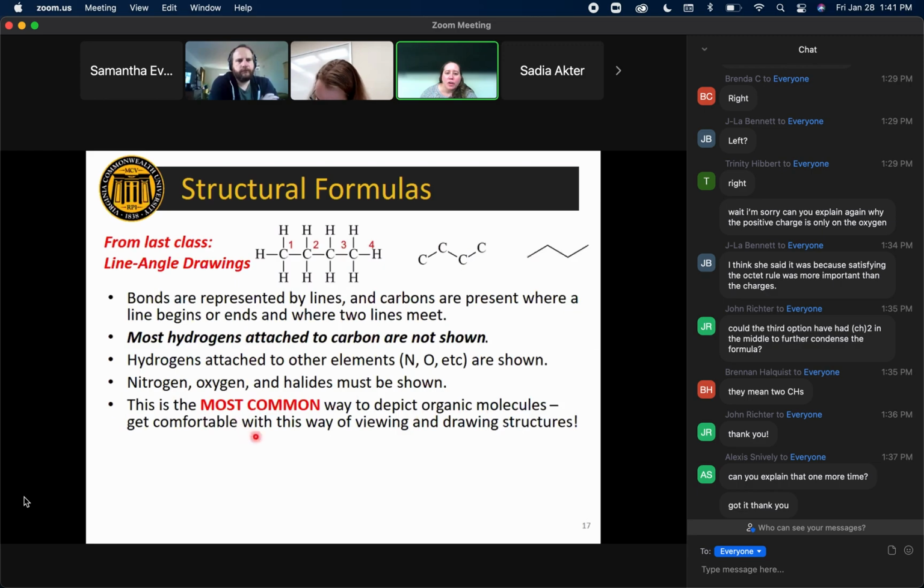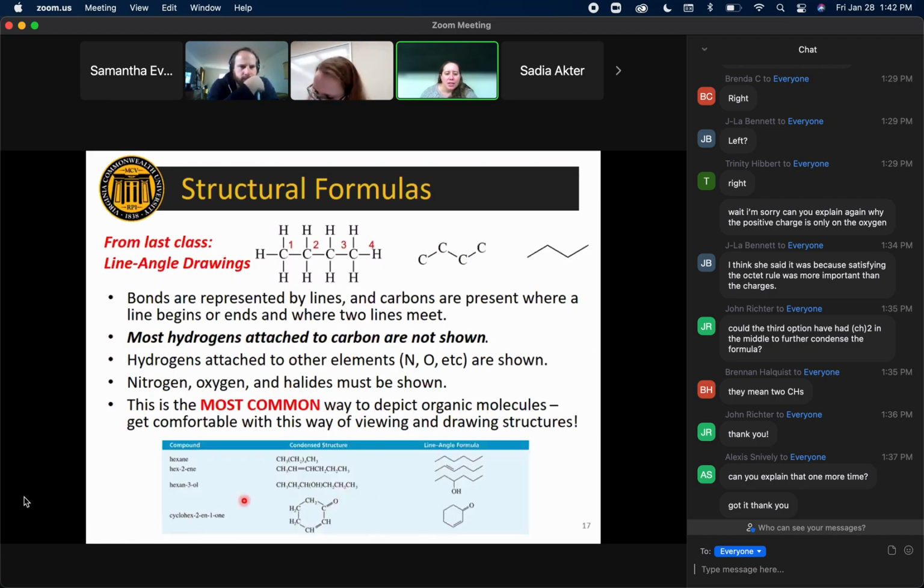Okay, this line angle drawing thing, this is the most common way to depict organic molecules. And this is something that you guys for sure need to get comfortable with seeing and also need to get comfortable with drawing. We know you guys are new to this, so we don't expect them to be perfect and pretty. We do expect them to follow the rules, though, and the rules are laid out here.